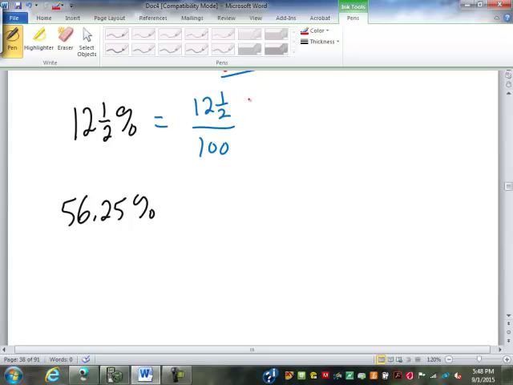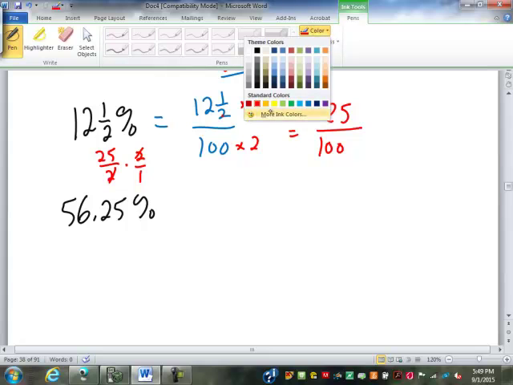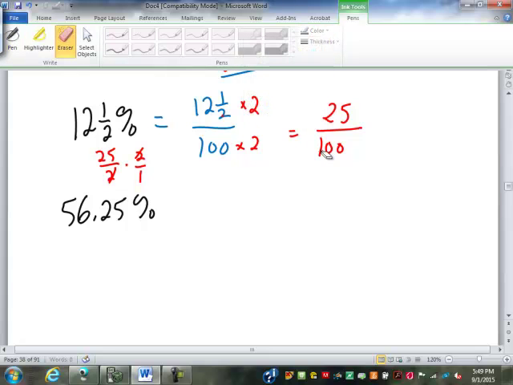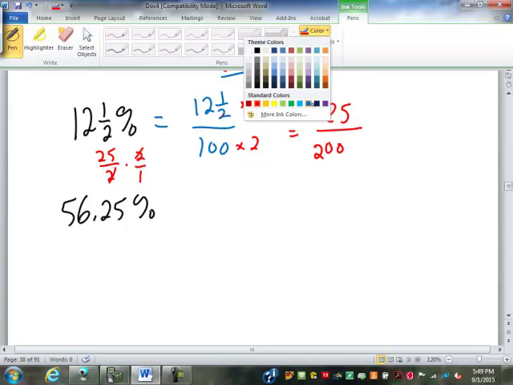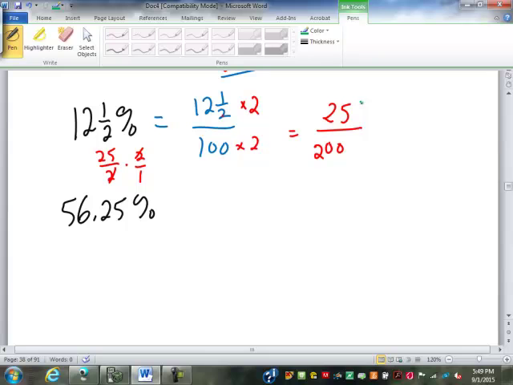How would we get rid of the fraction? Multiply everything by 2, because we have a denominator of 2. That gives us 100 on bottom. On top, that would be 25 halves times 2 over 1, which is going to just give us 25. Oops. I don't get 100 on bottom. What do I get on bottom? 200. 100 times 2 is not 100. Okay, so then what do we do?